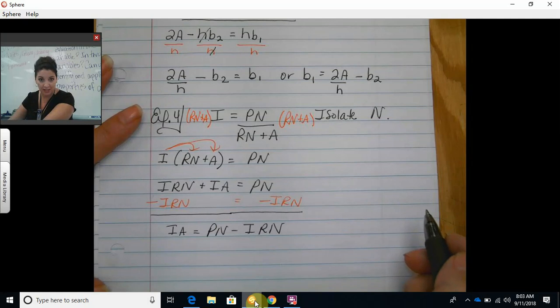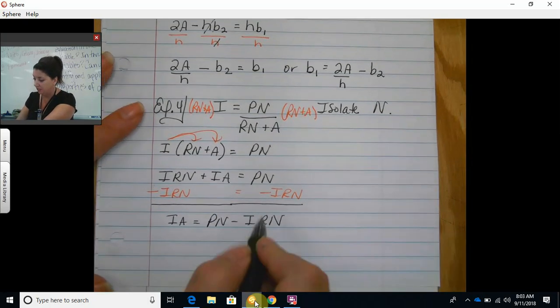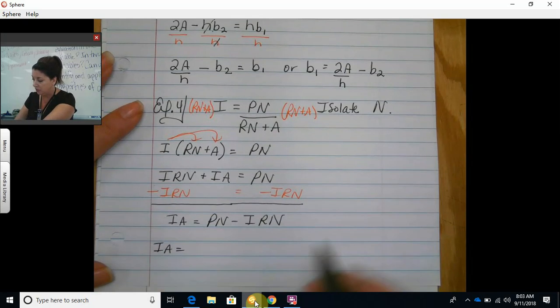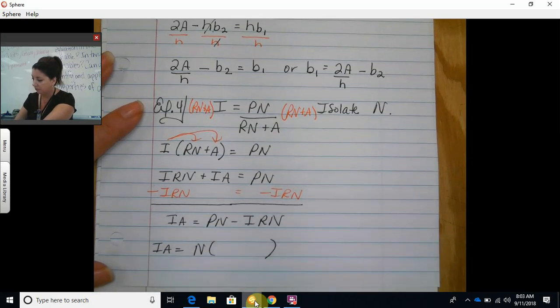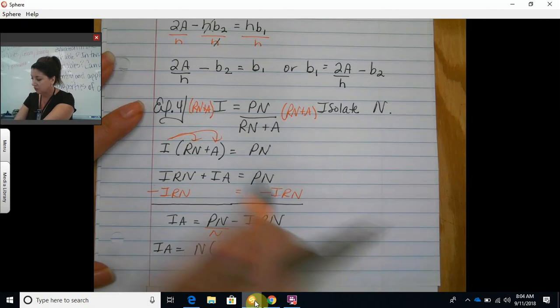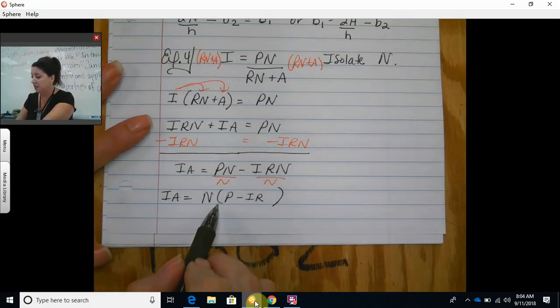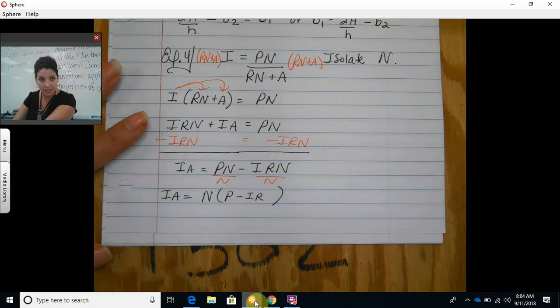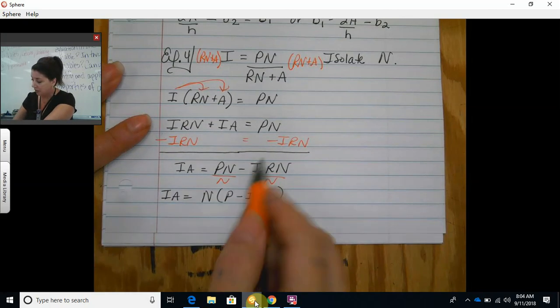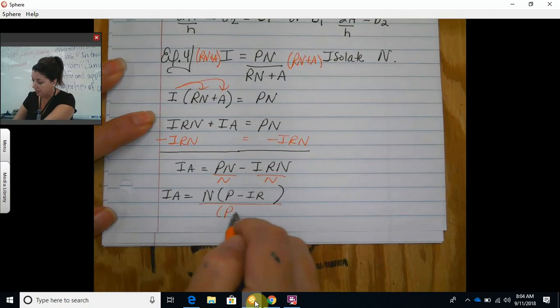We're solving for N. I got two terms. They both have an N in it, so that's a common factor. What could I do? Factor out the N, correct? So I have IA equals. I'm going to factor out an N. So what am I left with? P minus IR. Now what? Divide both sides by P minus IR, because it's being multiplied by N. I want to get rid of it, undo it. Then I would divide both sides by P minus IR.